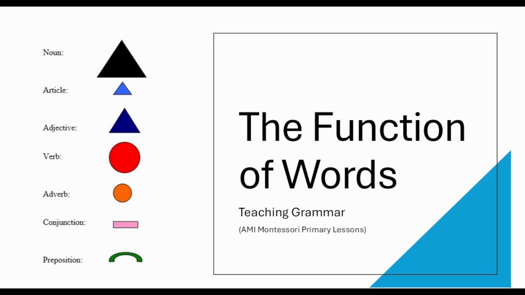Today I'm going to do a quick introduction to the language album. And the area of the language album that we're going to focus on is called the function of words, which is all about teaching grammar in the AMI Montessori primary classroom. The language album has a lot of lessons in it, and this section called the function of words can be a little bit of a tricky section because we are not just introducing grammar, we're doing it in a sensorial way. We call it a sensorial impression of grammar.